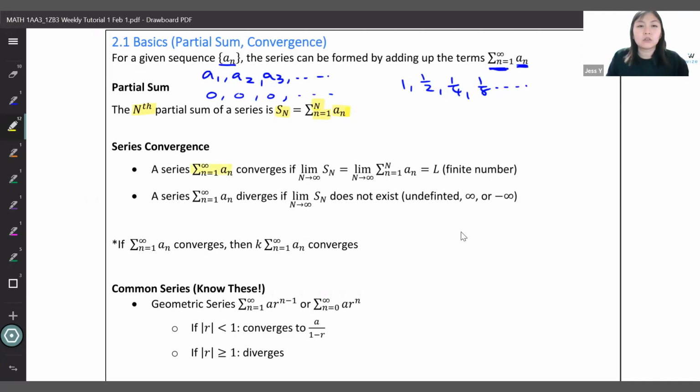If you have a series, so I'm adding up A1, A2, A3, remember there's pluses in between, adding them up. If the limit of the nth partial sum equals a finite number, then it's convergent. Meaning that if I add up the first 10 terms, I get a number. If I add up the first 100 terms, I get a number. If I add up the first 1,000 terms, I get a number. And if I add up the first n terms, as n goes to infinity, I get a finite number, then the series converges. And on the other hand, it diverges if the limit of the partial sums does not exist. So either it's undefined, it bounces back and forth, or it's one of the infinities, then it diverges, okay?